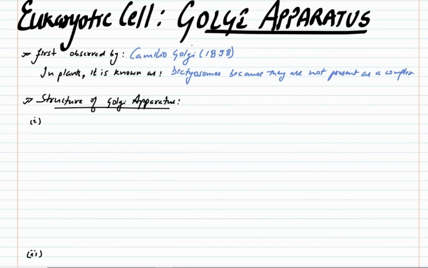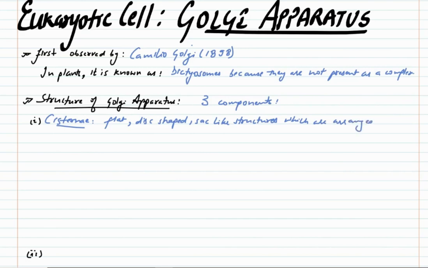Now moving on to the structure of Golgi apparatus. Golgi complex is made up of three components. The first component is cisternae. These are flat, disc-shaped, sac-like structures, and many cisternae are arranged in a stack, parallel to each other. The diameter varies from 0.5 micrometer to 1 micrometer.